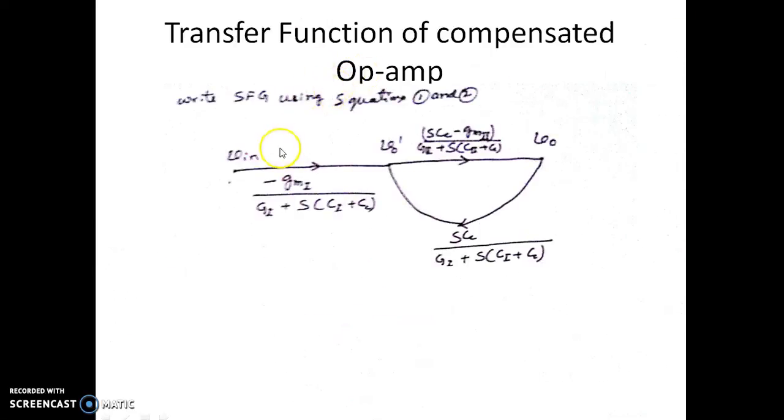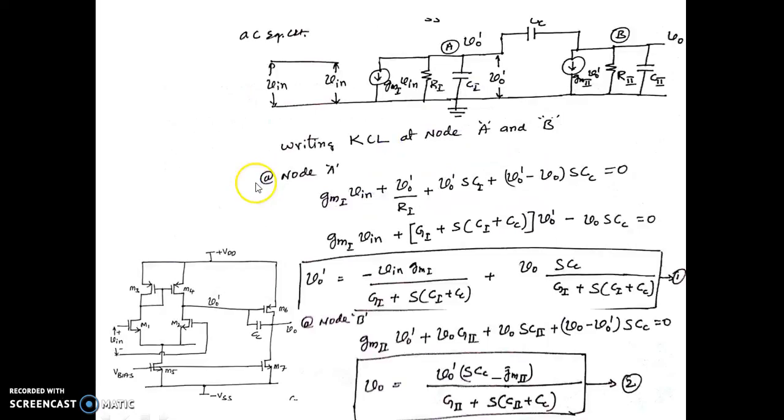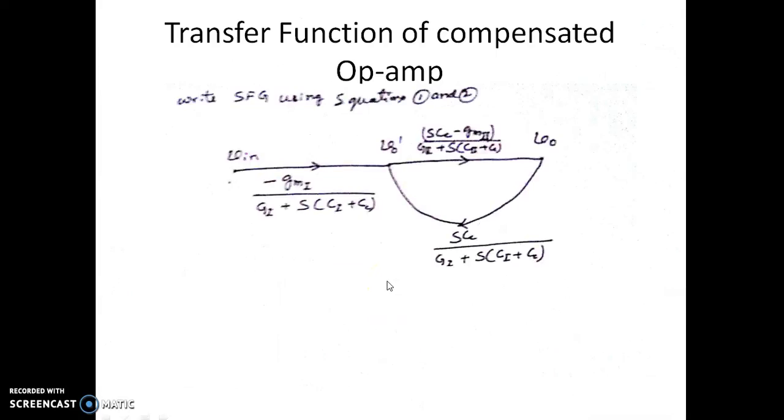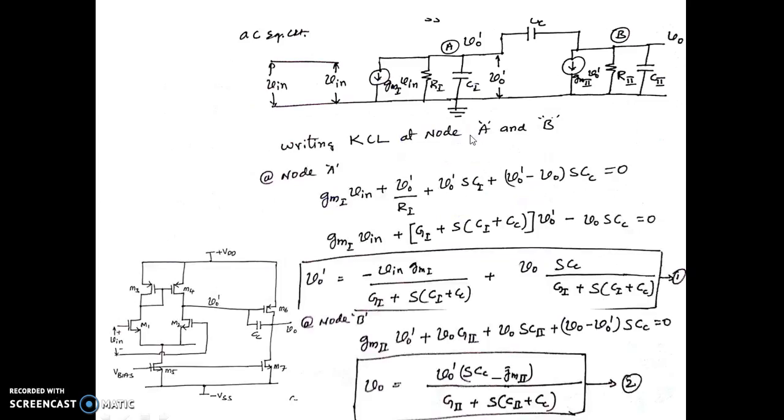So this is using SFG. We have V in, V naught dash and V naught. Using the expressions 1 and 2, we are writing V naught dash is equal to V in multiplied by this plus V naught multiplied by this, and V naught is equal to V naught dash multiplied by this quantity. This is exactly using equations 1 and 2.